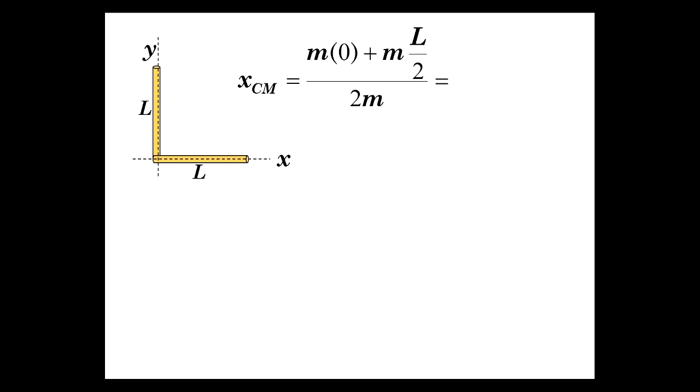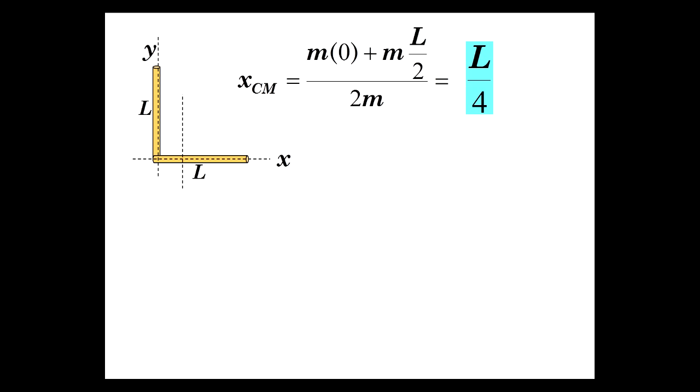Let's try a couple more of these since they're so much fun. Here's a couple wires, and we have one along the X direction, one along the Y direction. Both length L, to make it easy. Position of the center of mass in the X. Well, if it was just this one, it'd be right there in the center. Center of mass of this one in the X is right there at 0. So we can plug in M times 0 plus this M times L over 2 divided by 2M. Gives us L over 4.